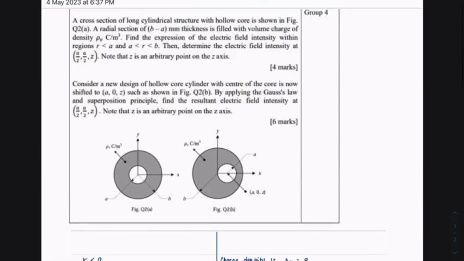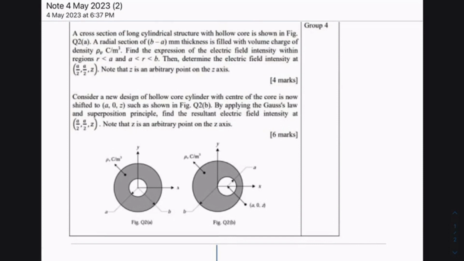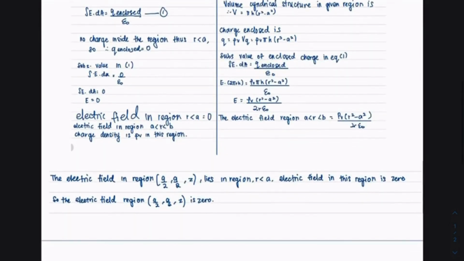For the last question, which is to determine the electric field intensity at A over 2, and Z: the point A over 2, Z lies in the region R less than A, which is this one. This means the electric field in this region is 0. So the answer for this question is that the electric field at A over 2, and Z is 0.